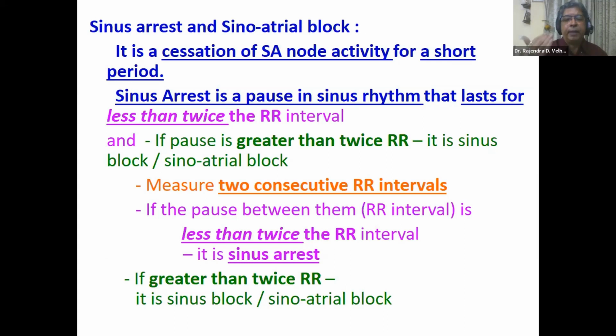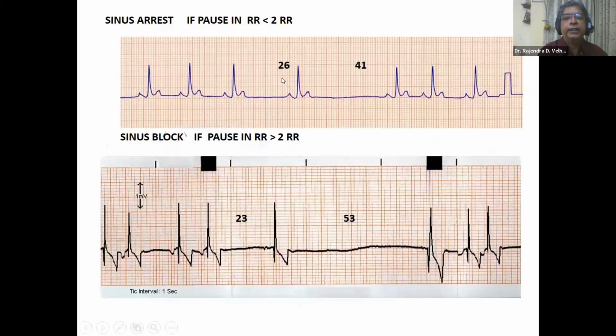Let us understand it better by the ECG picture. In this particular ECG, these are the two consecutive RR intervals we have marked. Here the RR interval is 26 blocks, and here after 41 blocks, the next complex has come. So that means there was a pause of 41 blocks. Now if you calculate, 2 twos are 52, so it is less than 2 RR. So this is less severe, and it is considered as sinus arrest.